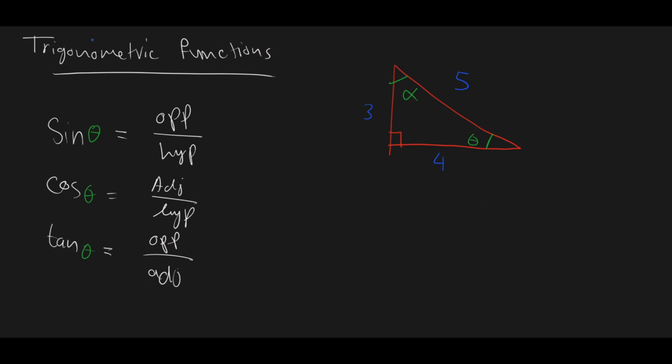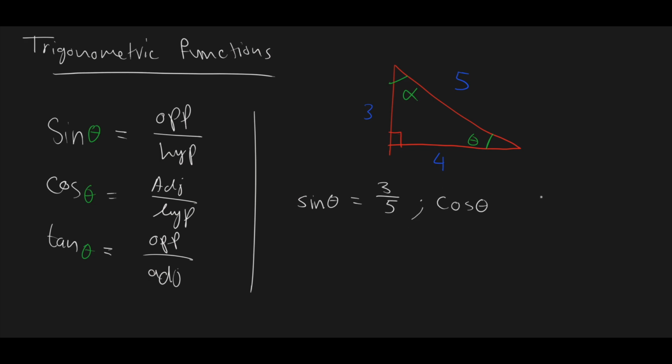Okay, now based on these definitions here, we know what sine is, what cosine is, what tan is. Can we find sine theta of this triangle here? So what is sine? Sine is the opposite divided by the hypotenuse. What is the opposite here? It's 3. And what is the hypotenuse? It's 5. So sine theta in this triangle is equal to 3 divided by 5.